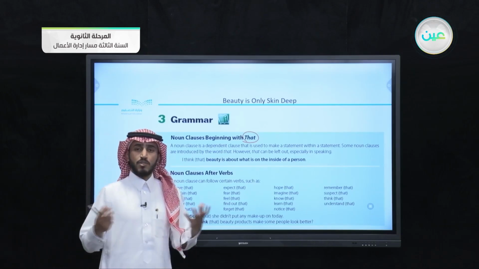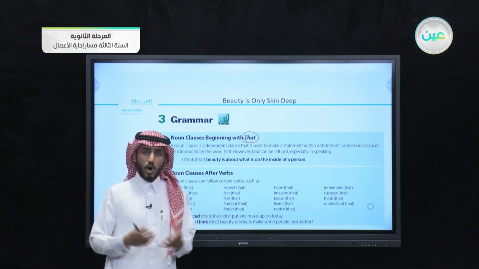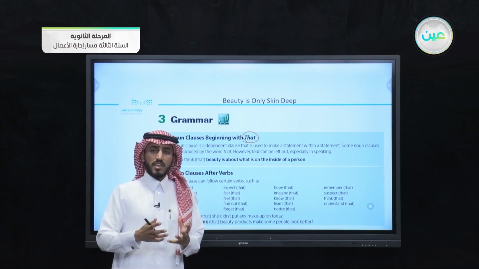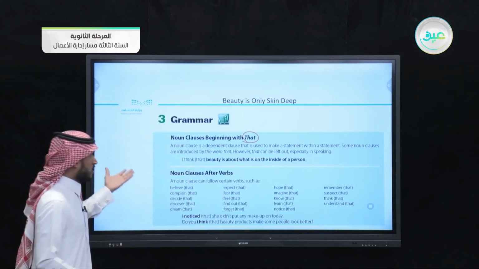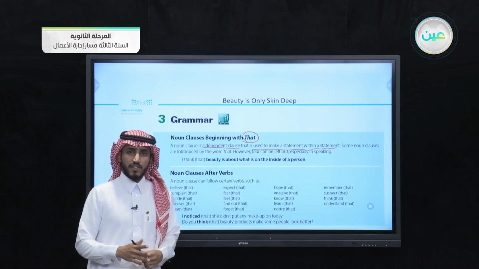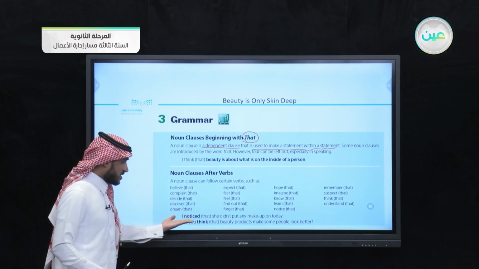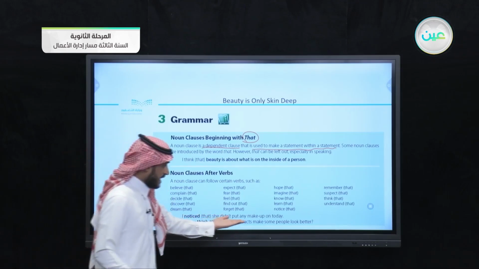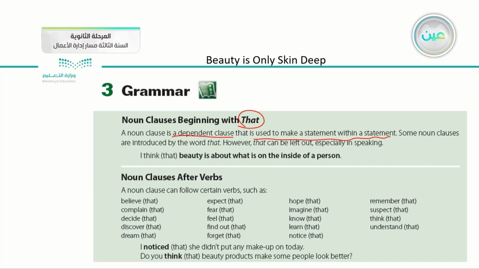We defined the noun clause as a statement or a clause that comes within the statement itself. So it's a dependent clause that is used to make a statement within a statement. It has more than one way of usage. The first one is that it comes after the verb, as we have here: "I noticed that she didn't put any makeup on today." Here we have the verb, then the noun clause comes after the verb.